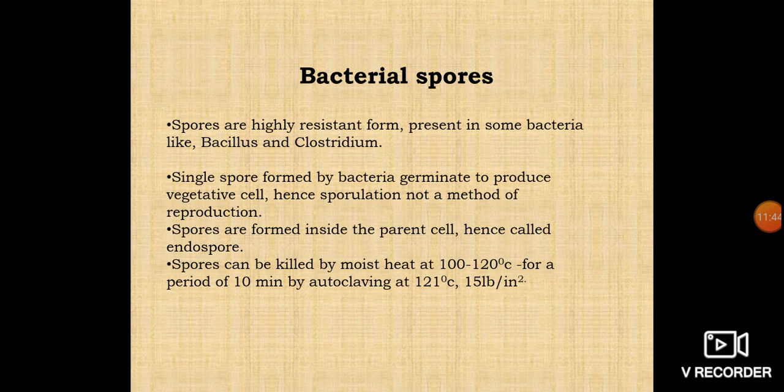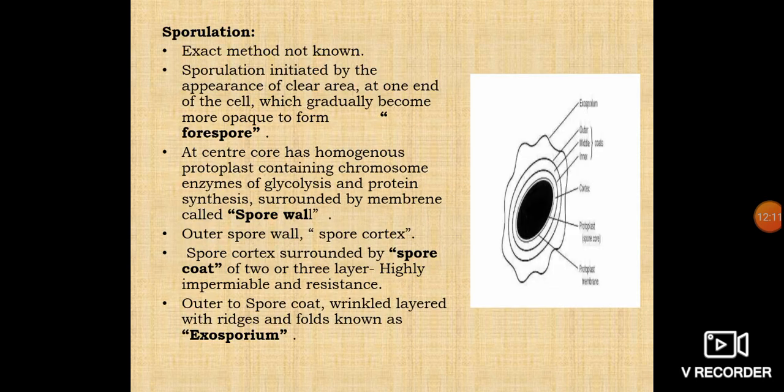So how can you kill the spores? As I told you, the spore is highly resistant. It is not easy to kill, but you can kill it by moist heat at about 100 to 120 degrees Celsius for a period of 10 minutes, or by autoclaving at 121 degrees Celsius with a pressure of 15 lb per inch square. So the common spore producing bacteria are Bacillus and Clostridium species.